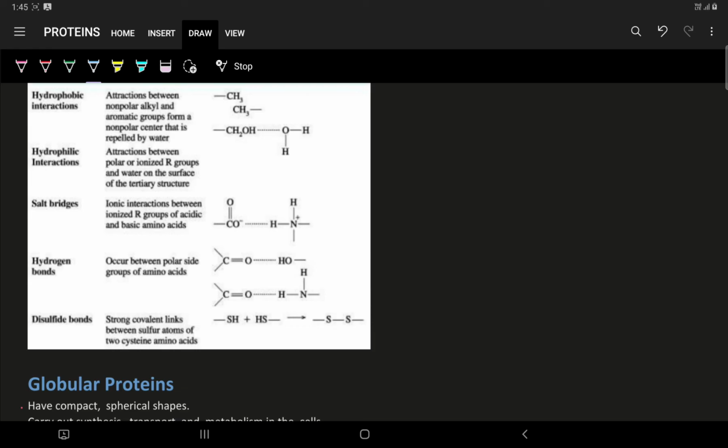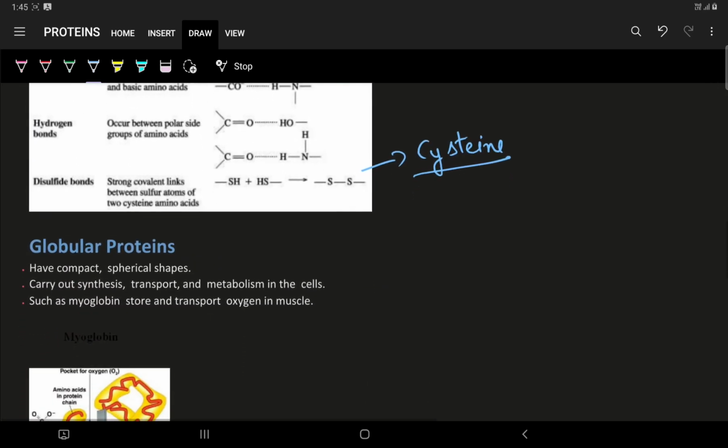Then come the hydrogen bonds. We are clear that they occur between the oxygen of the C terminal and hydrogen of the N terminal. Then the disulfide linkages, such as in the case of cysteine, which contains a free sulfur group, so these sulfur groups interact with each other to form a disulfide bond.